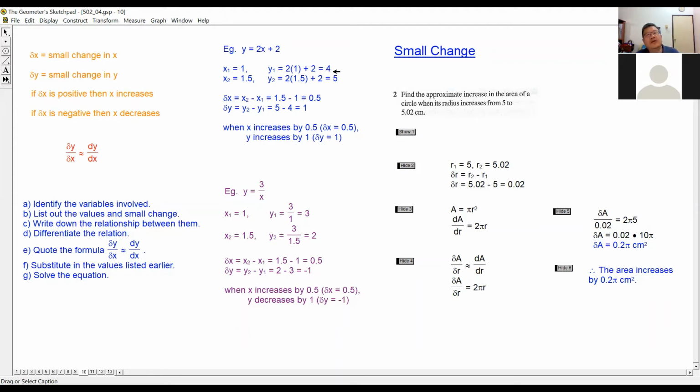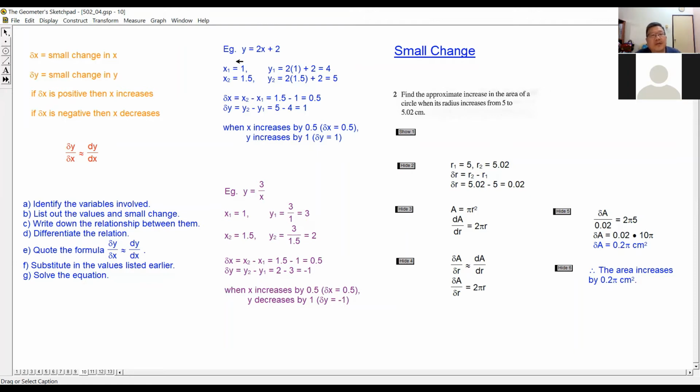This is equal to 4. Then I put in another value of x. This value of x, I call it x2. So x2 is 1.5. I put 1.5 into this equation. I have 2 times 1.5 plus 2, and this answer is 5.